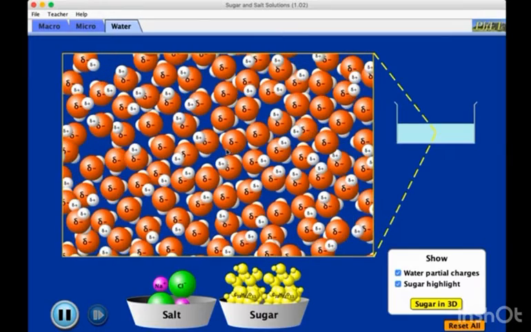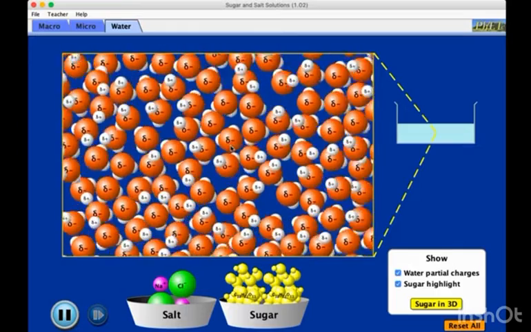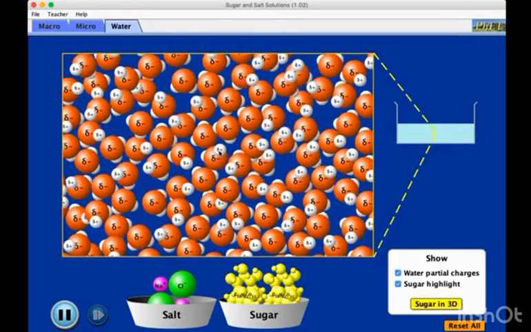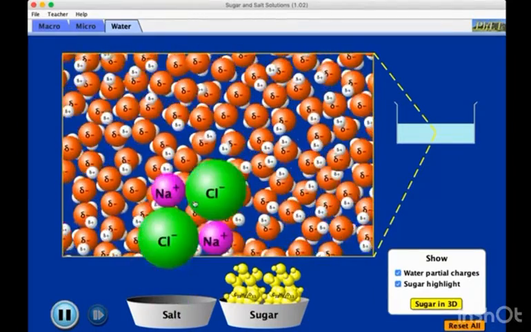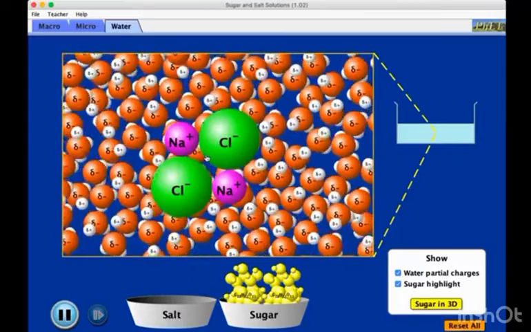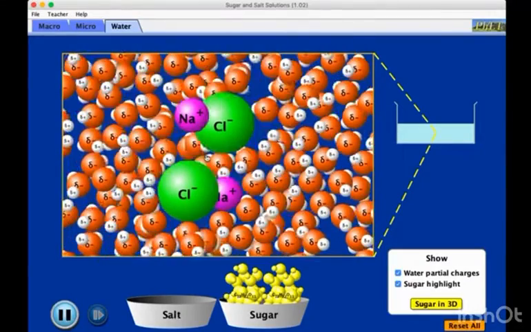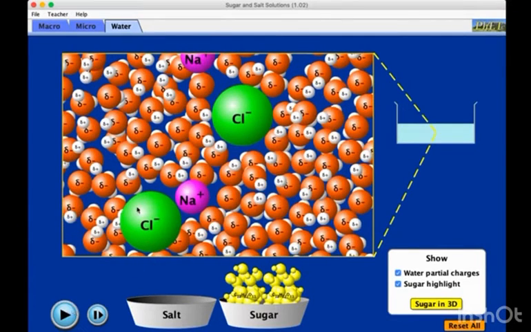Looking at the details of this experiment, we can see how sodium chloride dissolves into the water. Water molecules have a partial positive and negative charge, which interacts with the sodium and chloride. Chloride's negative charges will interact with the hydrogen's positive charge, and vice versa for the sodium and oxygen.